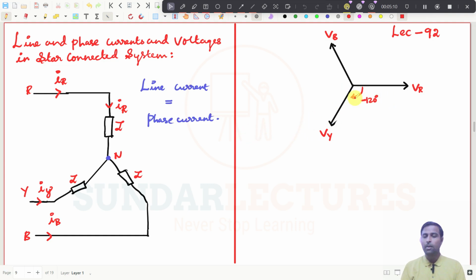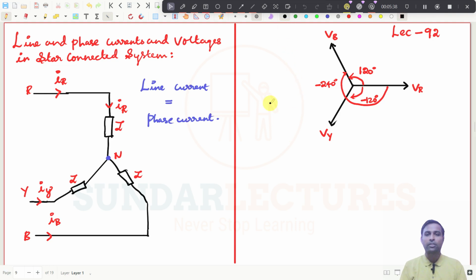This lags by minus 120 degree, and this one is plus 120 degree, or in another way we generally write this as minus 240 degree, right? Now these three are line voltages, sorry, phase voltages. This is phase voltage. And what happens to the line voltage now?